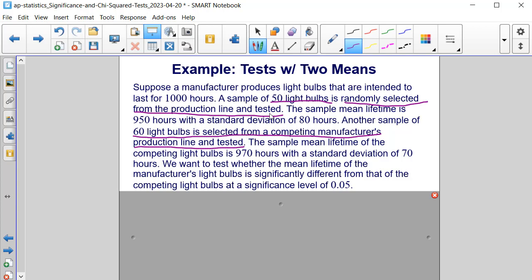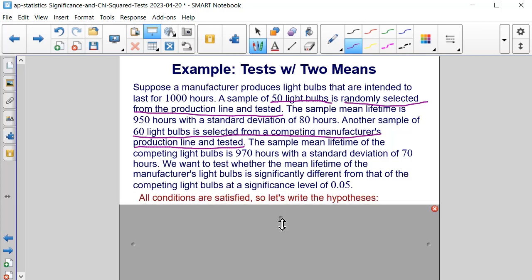And the sample size definitely is less than or equal to 1/10 of the actual population size, or size of the actual production line, that each company has. And the third condition, the large counts, is satisfied because both of these values, 50 and 60, are greater than or equal to 30. So they totally fulfill the large counts requirement as well. Because all these conditions are satisfied, we can write the hypotheses for our experiment or significance test.